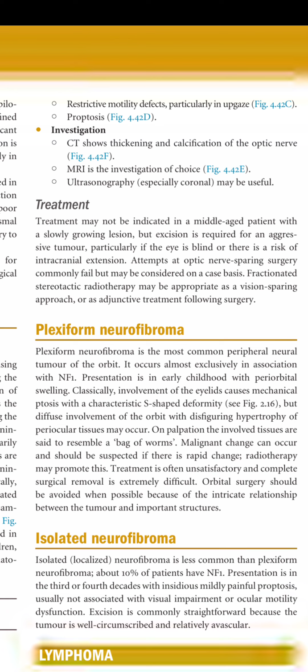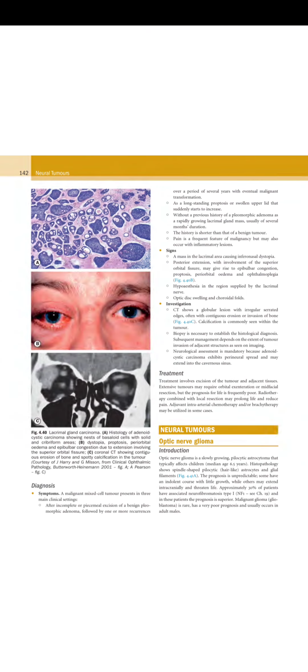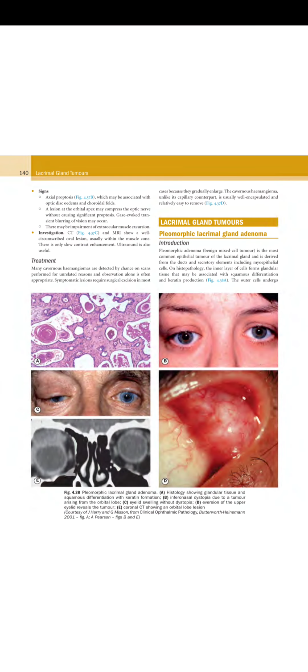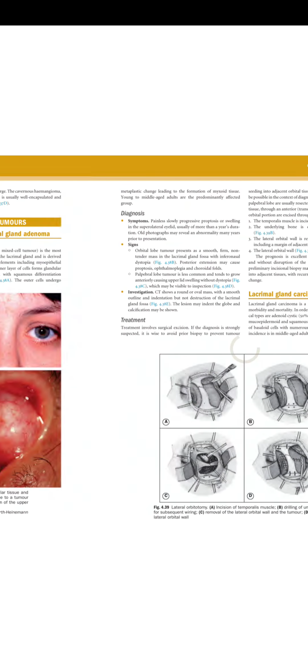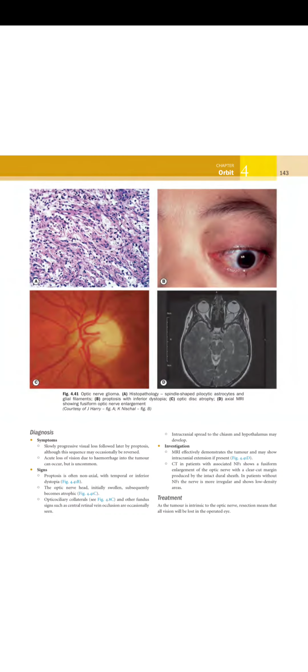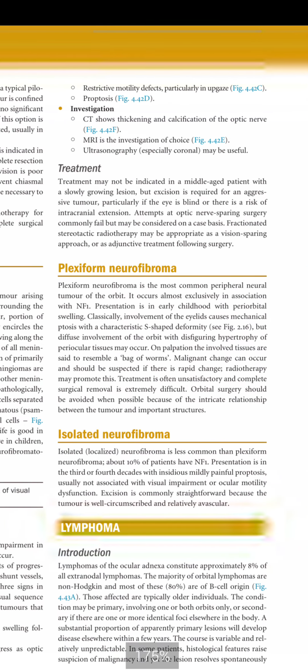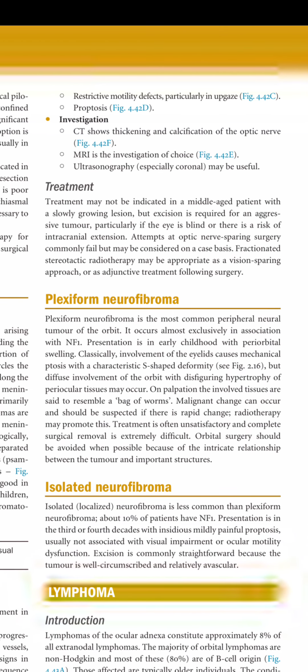So there is one other tumor that has gaze-evoked blurring. It is usually the cavernous hemangioma, and it is one of them in which there is a restrictive motility, especially in upgaze. CT scan shows the thickening and calcification of the optic nerve. MRI is the investigation of choice. Ultrasonography, especially coronal, may be useful.